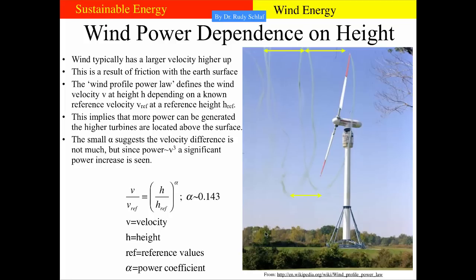The reason for that is that there is friction between the airflow and surface features on the ground. The velocity relative to a reference velocity at a lower height goes by the ratio between the heights to the factor alpha, and alpha is 0.143. Now this suggests that the difference in speed is really not that much between down here and up here. However, since the power goes with velocity cubed, a significant power increase is observed if one puts the wind turbines at higher heights above the ground.